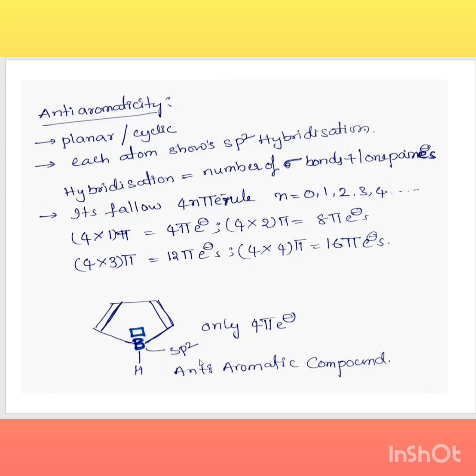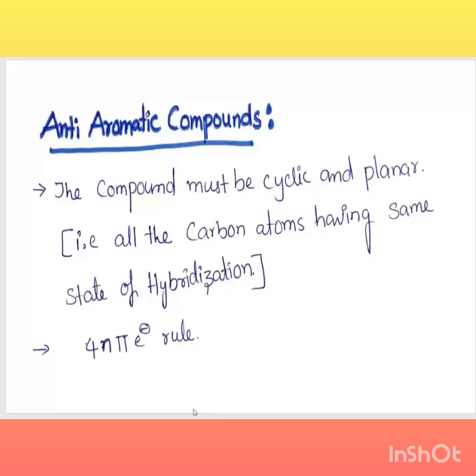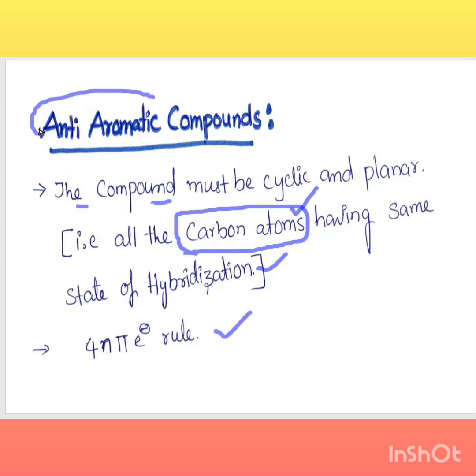Here, in aromatic-type compounds, the compound must be cyclic and planar, and all atoms must have the same hybridization. Most of the time the compounds are organic compounds, which is why we always use carbon atoms. All atoms show sp2 hybridization and follow the 4n pi rule. That compound shows anti-aromatic property.